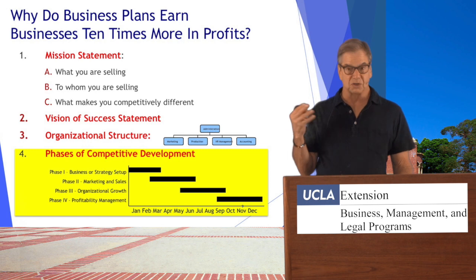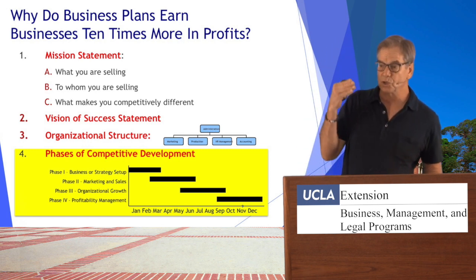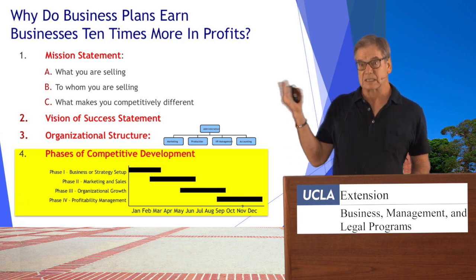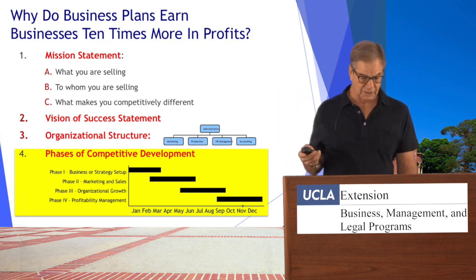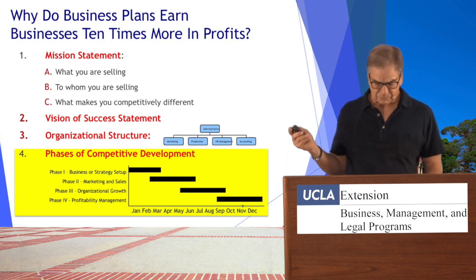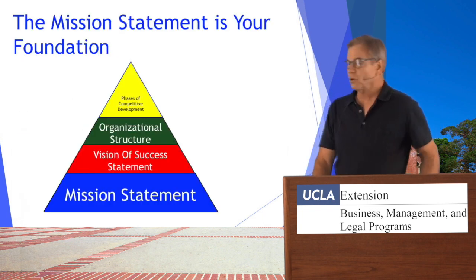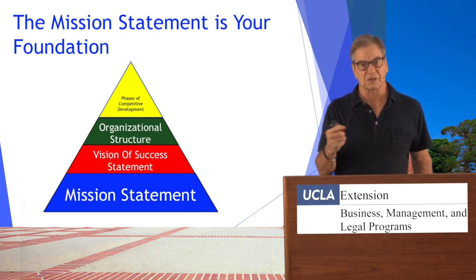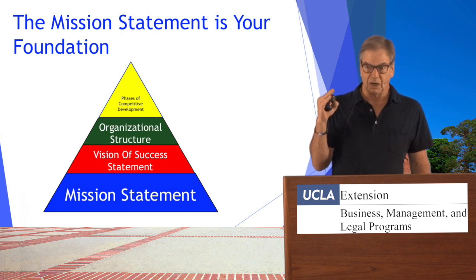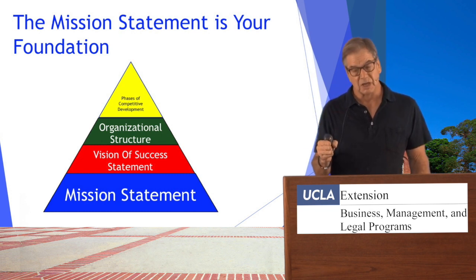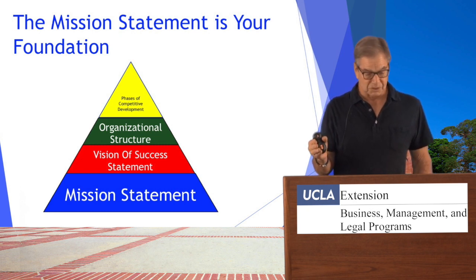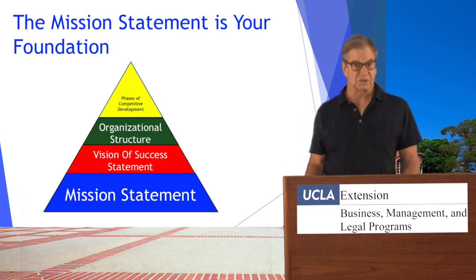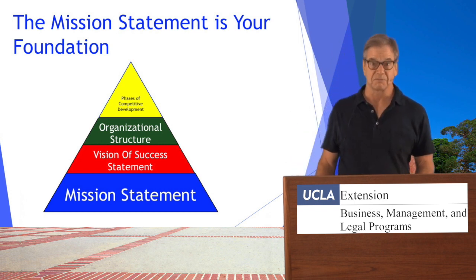But it's important to understand these 4 components because we use the case study process as well as the strategic planning process to get some kind of idea of where we're at in this particular area. This diagram is important because everything hinges on the mission statement. So we use the strategic planning process and case study process to establish our mission statement first, and it takes the most amount of work to do that. And then once that's established, we start working on the vision of success statement, the organizational structure, and our phases of competitive development.